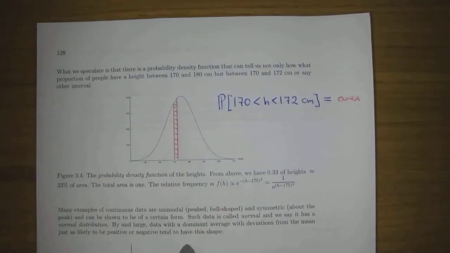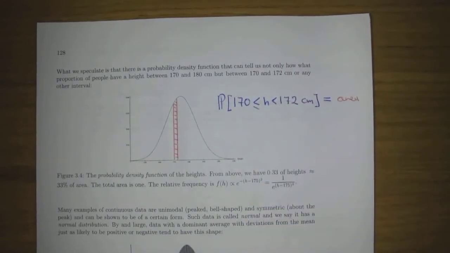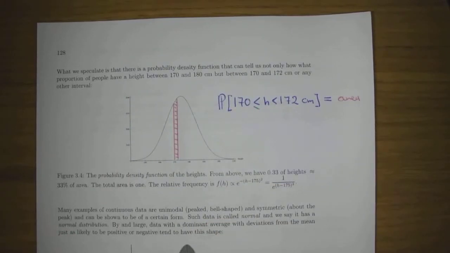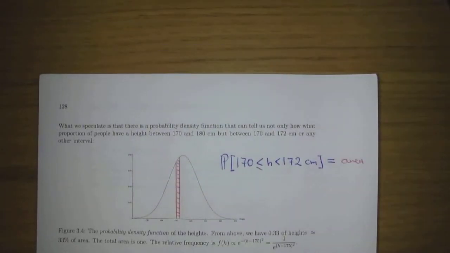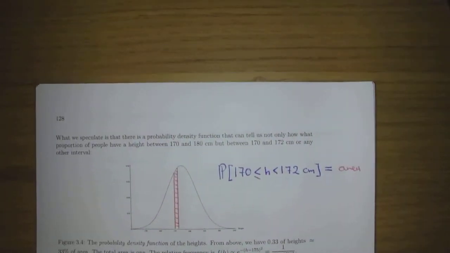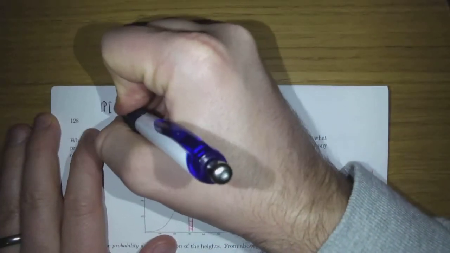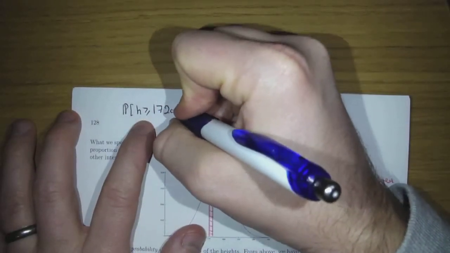Now the thing I was going to talk about was, does it matter if I include the 170 or not? Does it make any difference? The answer actually is no, and I'll just write up here why. We'll just look at the probability that the height is, say, greater than or equal to 172. So what's the probability that someone's height is greater than or equal to 172 centimeters?